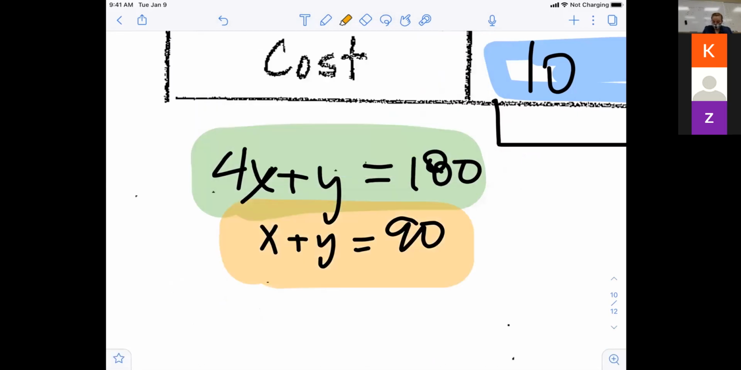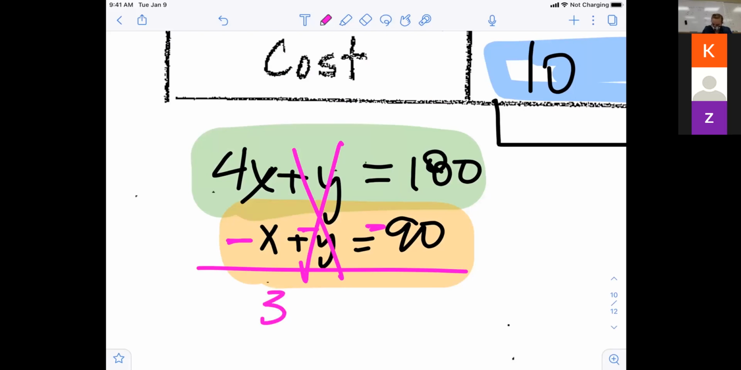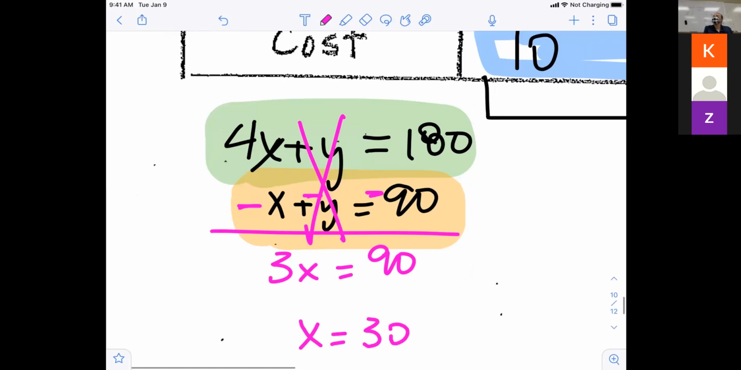Remember, systems of equations we solve, we can do elimination or substitution. This is an easy elimination. So I'm just going to make this negative, make that negative, make that negative. And my y's are going to cancel out. 4x minus x is 3x. 180 minus 90 is 90. And then 90 divided by 3 is 30. And that's good, right? Because that's the point we wanted it to be.